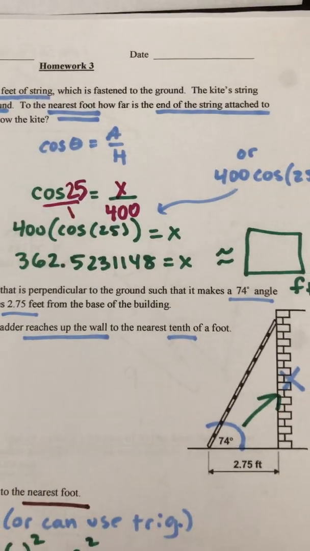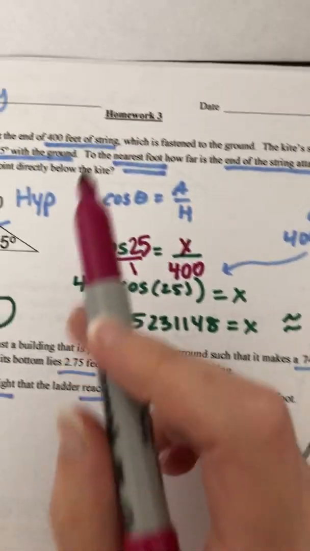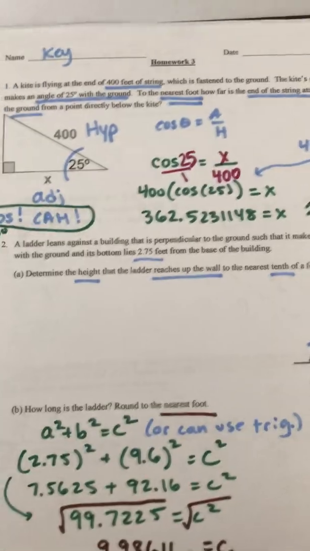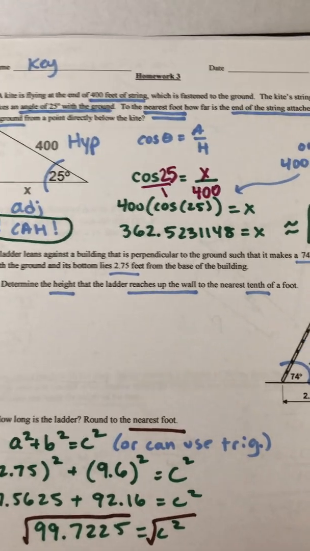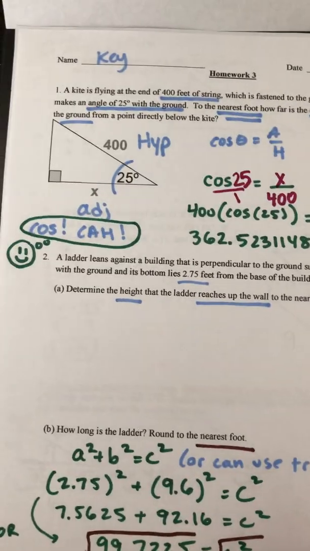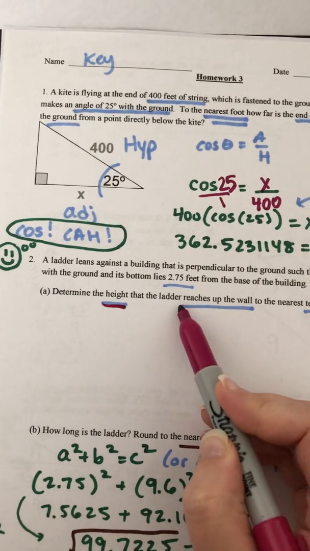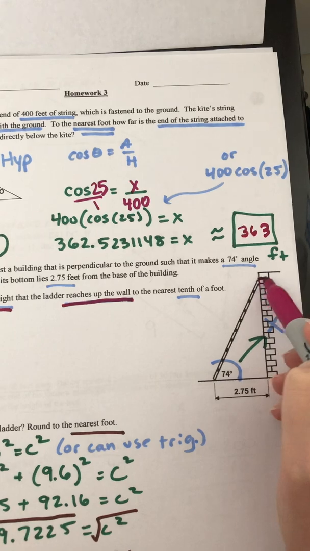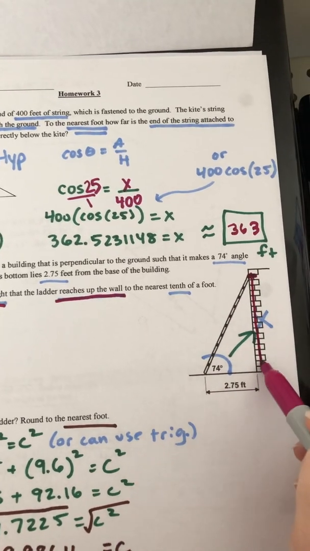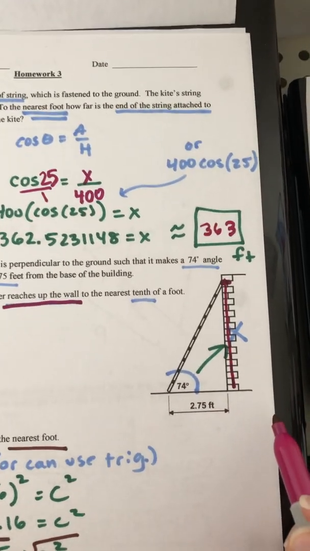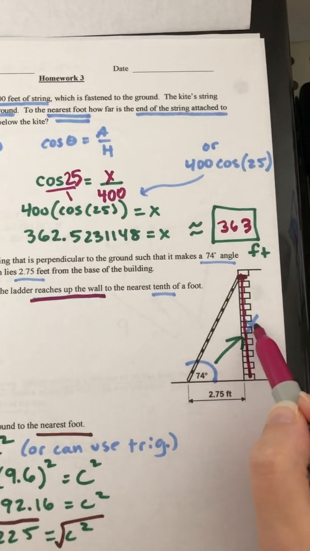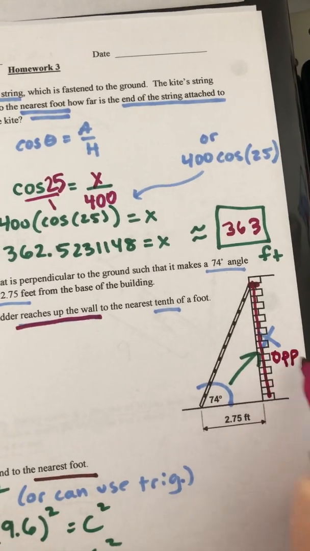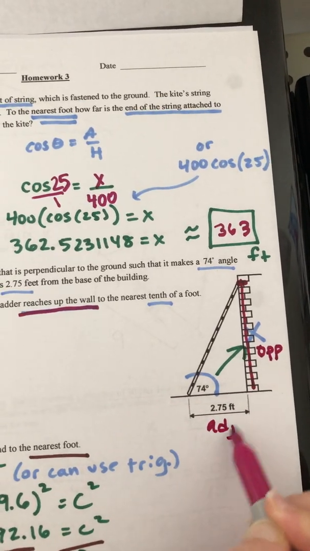So now take a look at that number, round it to the nearest foot. That is 363 feet. In the next question, we underline keywords, we look at the diagram. This time we didn't have an x labeled. The height that the ladder reaches up the wall, the ladder ends up being right there, so all of this is the height that's being looked for. Now we need to decide what to label that x across from the 74. Well, that's opposite, and that 2.75 feet is adjacent.